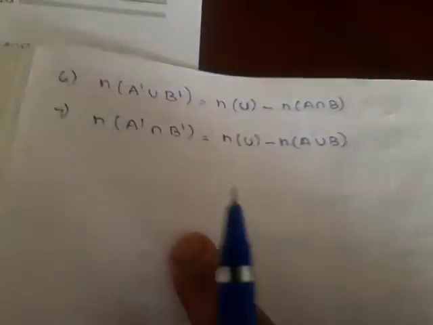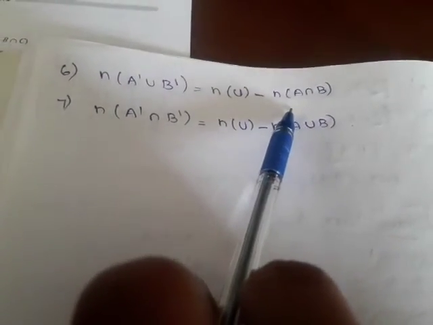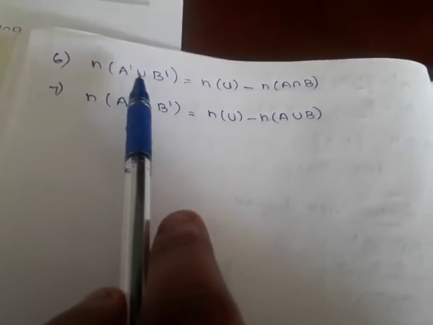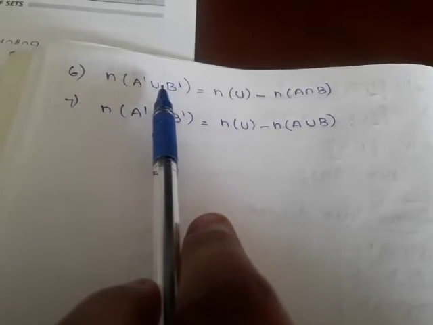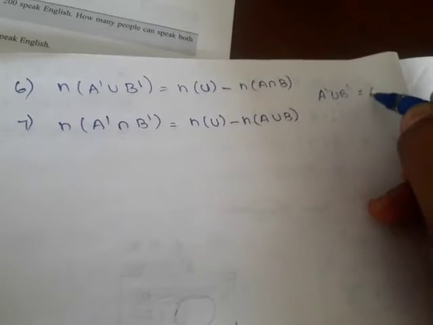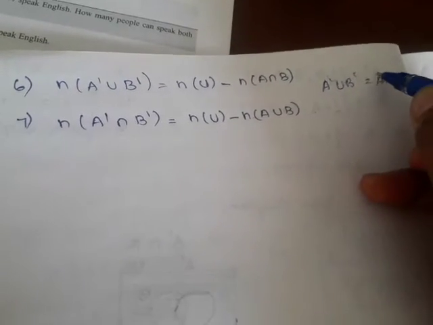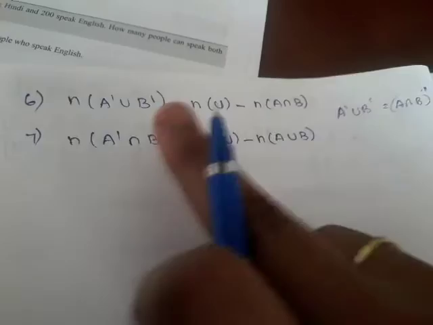The next two results: n of A dash union B dash is equal to n of U minus n of A intersection B. What is this? This is nothing but De Morgan's law only. What is A dash union B dash? A dash union B dash is (A intersection B) the whole dash, right? This is what De Morgan's law says. Now here we are applying it for number of elements.